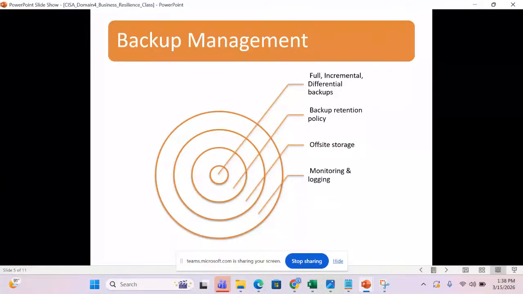Okay, so let's stick to backup retention policy. For backup retention policy, what we are saying is: what policies do you have in place to ensure that your data is retained for a particular period of time?